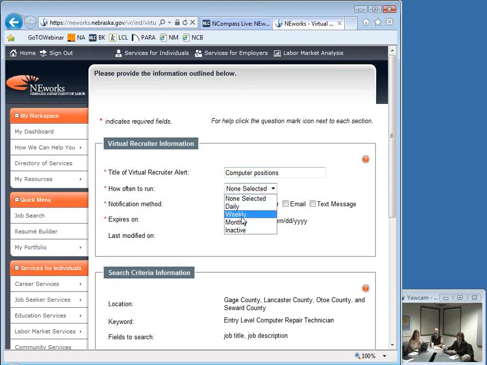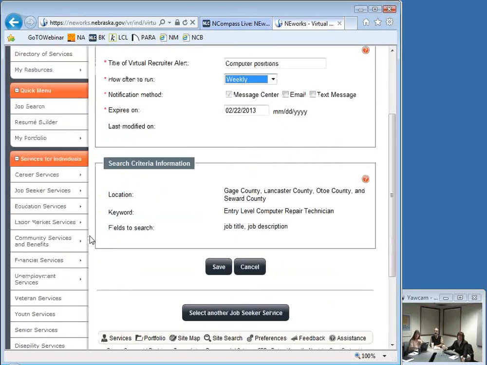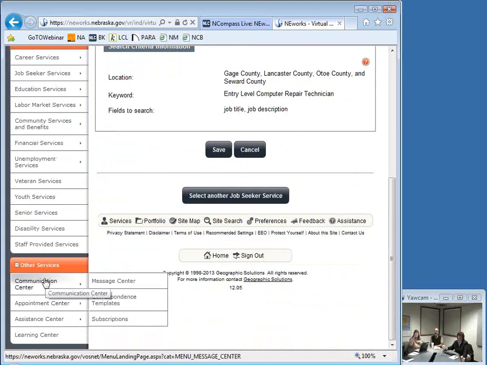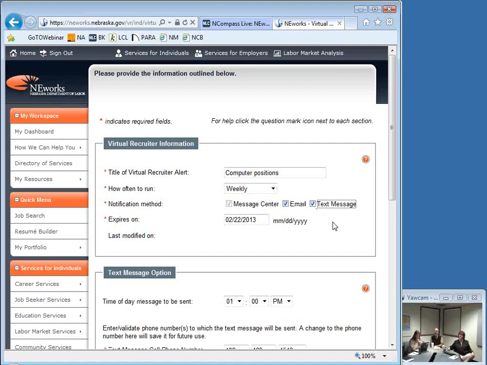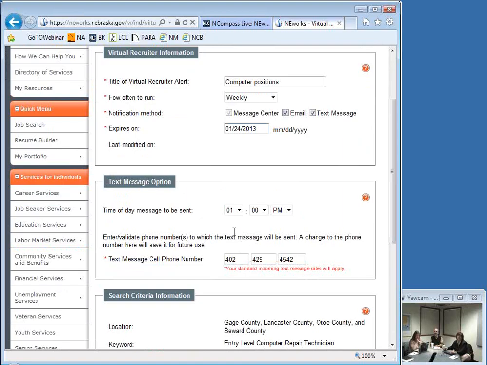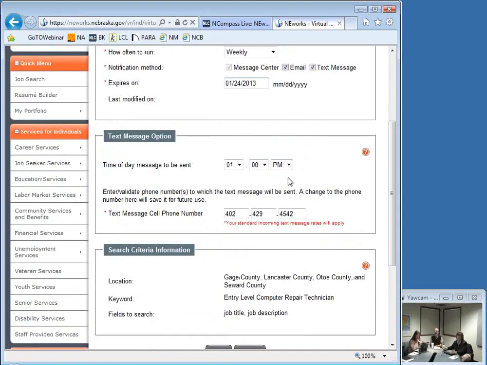And then how often do I want it run? Well, for our active job seekers, they may want it daily. This one, maybe I just want to see monthly. And then we have a notification method. NEworks has a messaging center known as our communication center. But the great thing about the new version of NEworks is I don't necessarily have to log in. Especially if I have a smartphone or any kind of cellular phone, I can now receive all this information via email or on a text message. Now, I'm going to set this expiration date to tomorrow, because otherwise my phone is going to blow up for the next 3 weeks. And what time of day would you like it? Well, if you take lunch every day at 11:30, maybe you want to see these by noon in your text message.